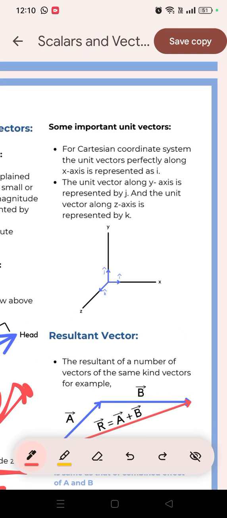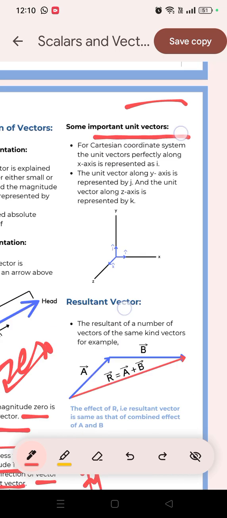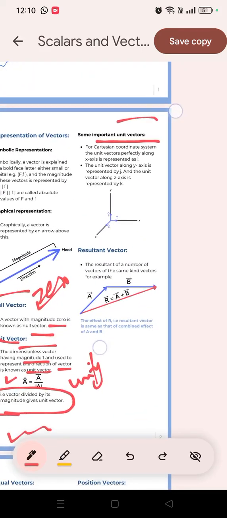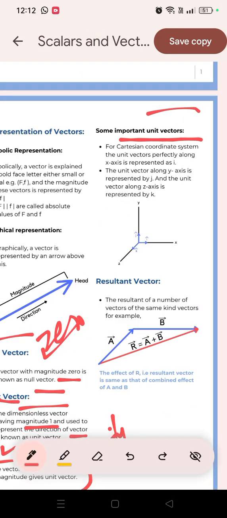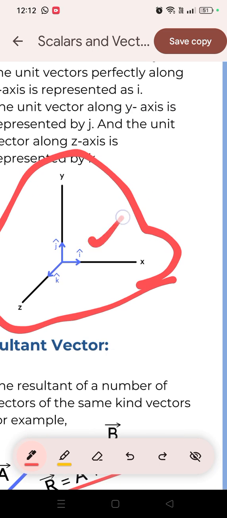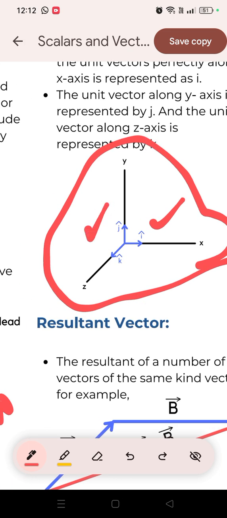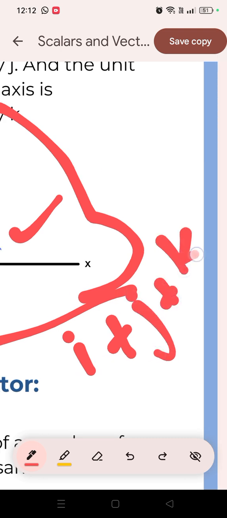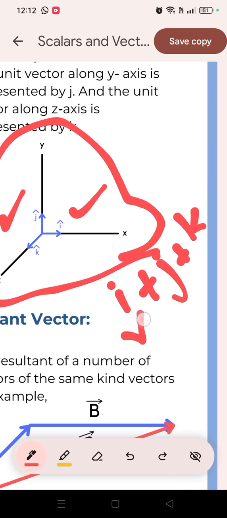We have some important unit vectors as well for the Cartesian coordinate system. This is another system which we have not discussed yet. This simply means the unit vectors which could be represented by the x, y and z axes. In x you can see there is i, in y it's j, and we can also write i plus j plus k. So this means that we have the three axes. i is represented when we are talking about the x axis, j means the y axis, and k means the z axis.